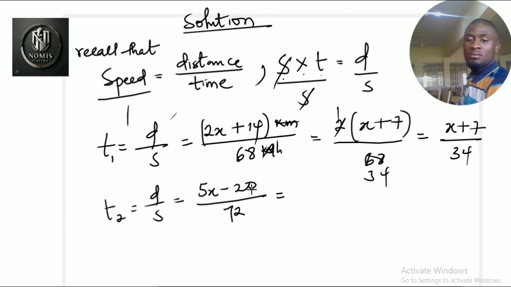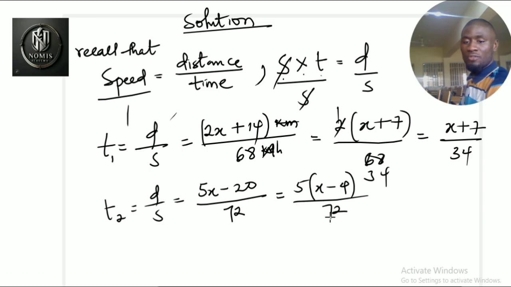So from here, can we factorize something out? Yes, 5. We can say 5 into bracket x minus 4, close bracket, all over 72. Can 5 divide what we have here? No, so we can just leave it like that.